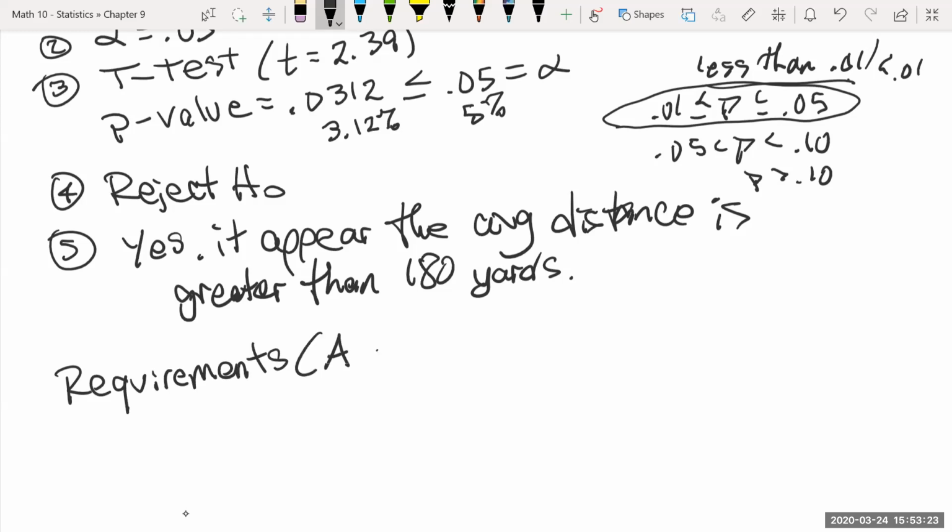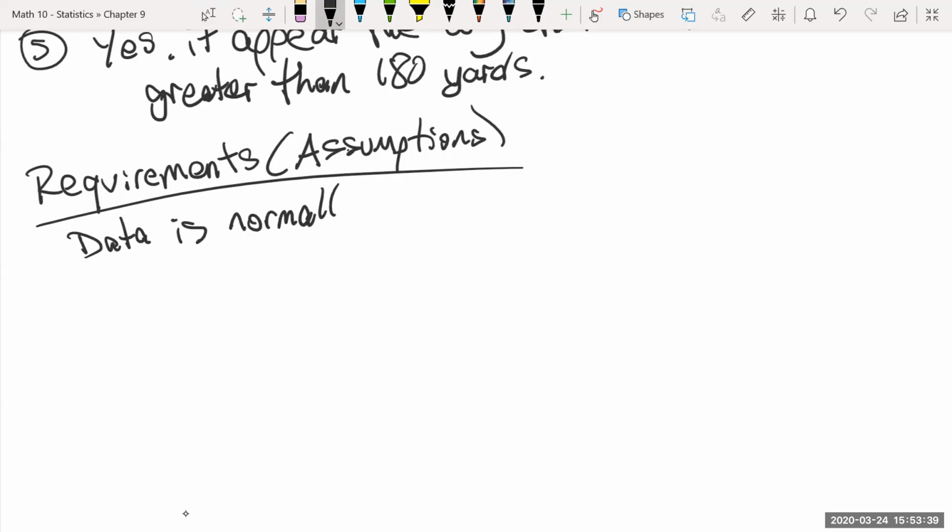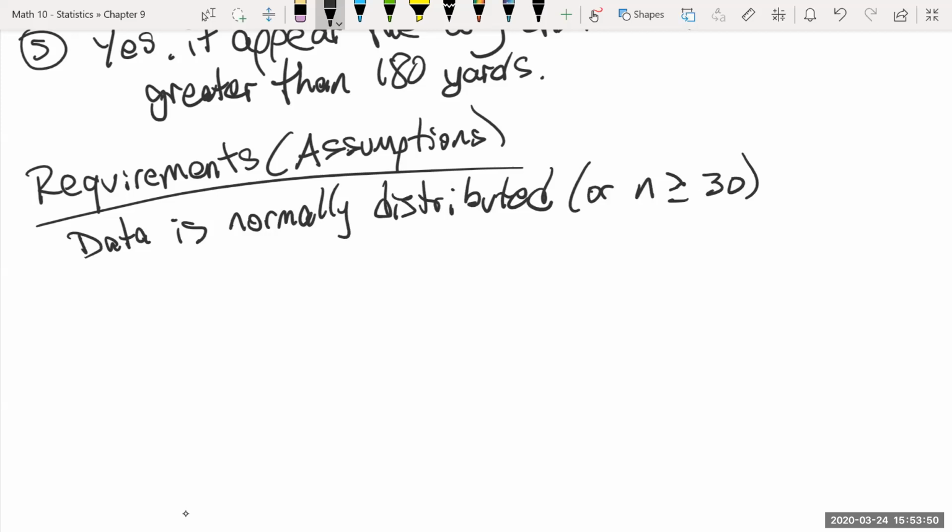Sometimes they call them the assumptions. The big one we have to worry about is that the data is normally distributed. And remember, if the data itself isn't, then n has to be greater than or equal to 30. If we have a large enough sample size, then the sampling distribution is normally distributed even if the data is not. That's the big one.